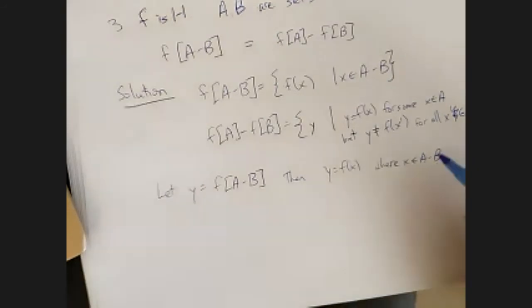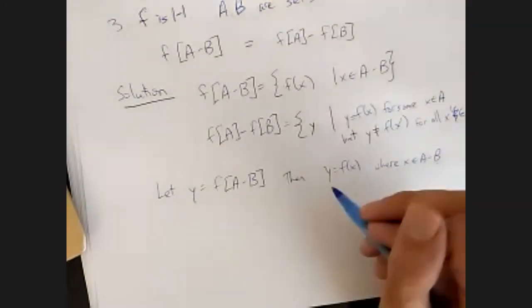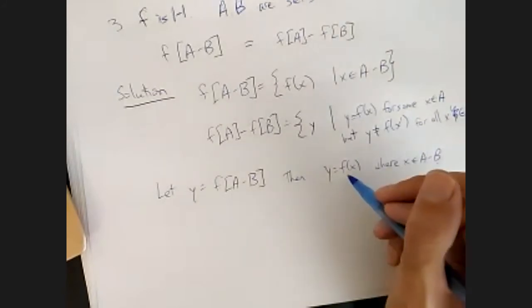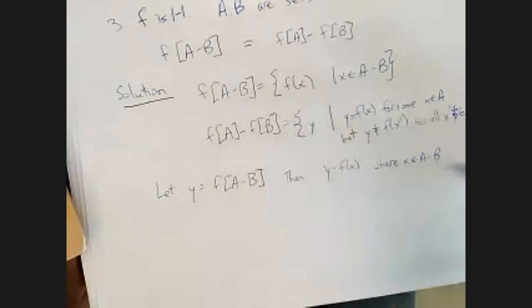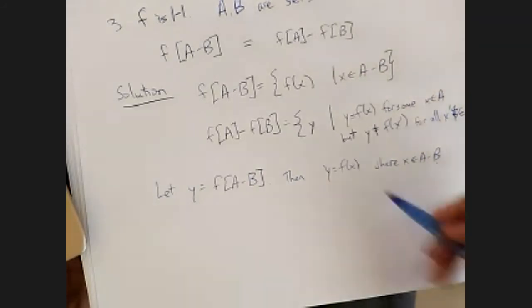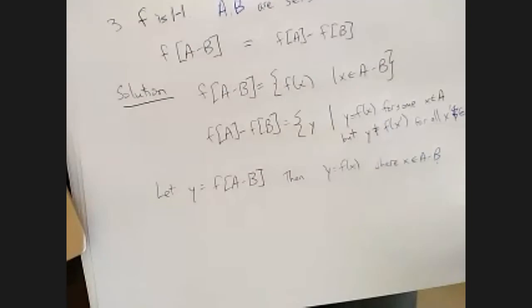Okay, now what could happen is that, sure, X is in A but not in B, but Y could be equal to F of X prime, and then X prime might be in B. That doesn't happen if F is 1 to 1. So that's where the 1 to 1-ness comes in proving that Y is not an element of F of B.